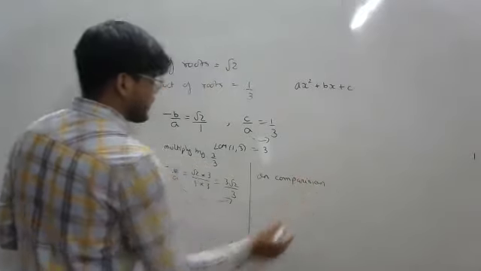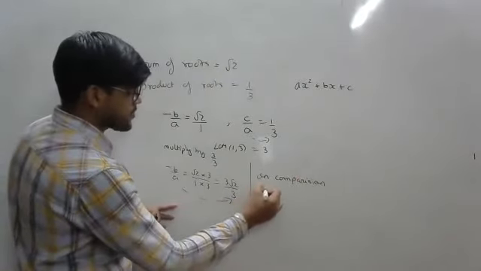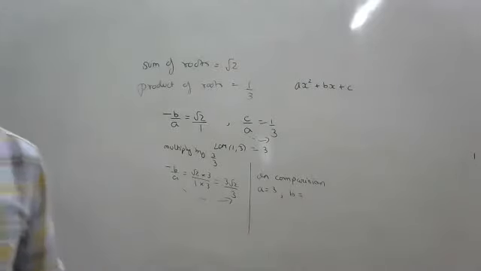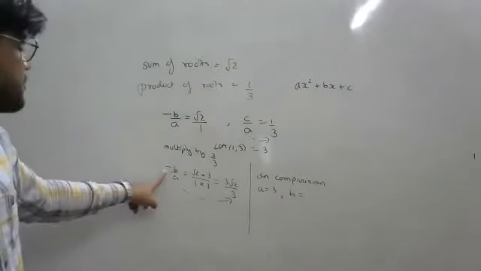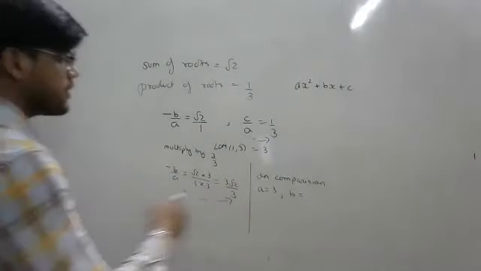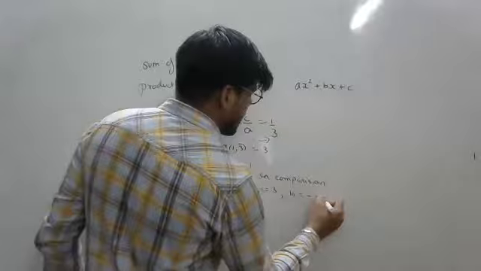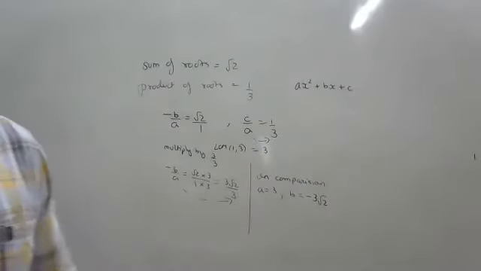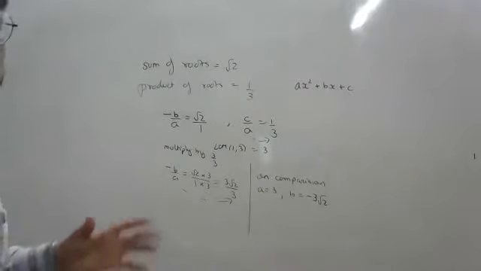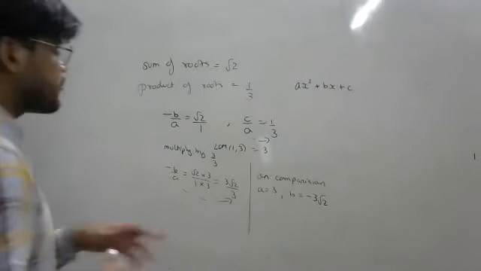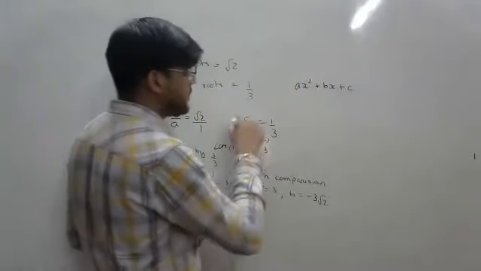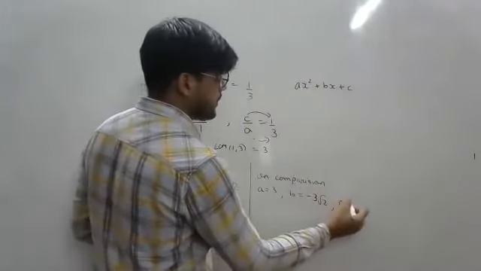You can write value of a is 3, value of b. Now the major mistake that students will be making here is this: minus b equals 3 root 2. Minus b is 3 root 2, so b will be minus 3 root 2. I'm again warning you, this is where students make a lot of mistakes, please pay attention. Okay, value of a is 3, value of b is minus 3 root 2 and value of c will be 1. Value of c is 1.